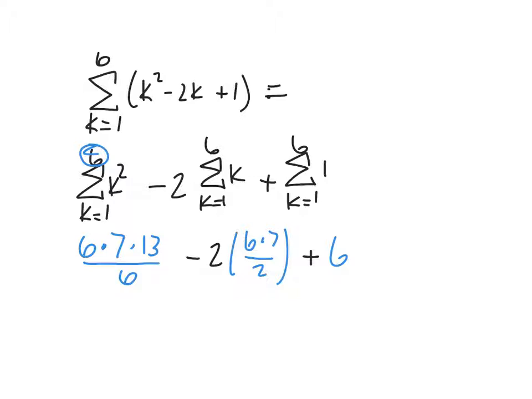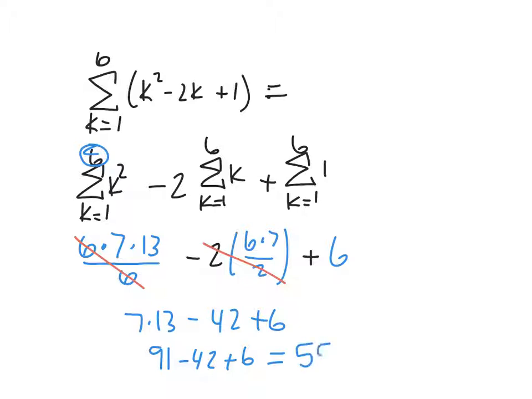Okay, and then to get this value, we can simplify this a little bit. These 6's are gone, these 2's are gone, and this is going to be 7 times 13 minus 6 times 7 is 42 plus 6. And so this is 91 minus 42 plus 6, which is 55. So 55 is the value of this sum right here that we wrote. And we used our formulas and our rules to quickly compute that sum.